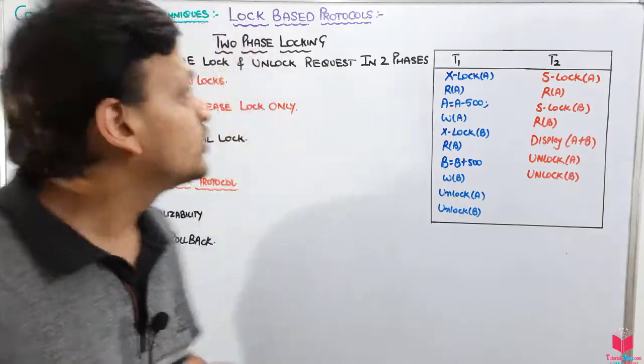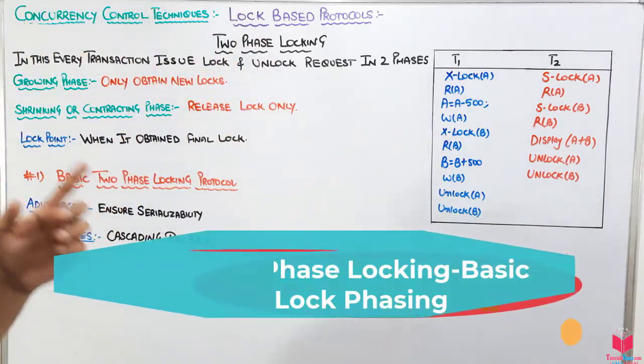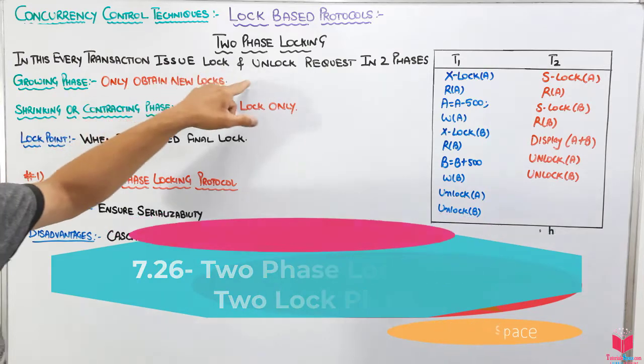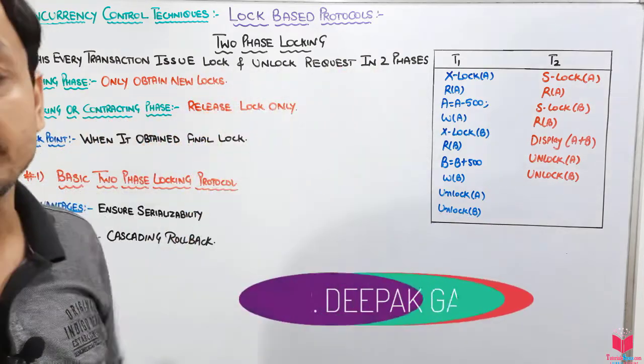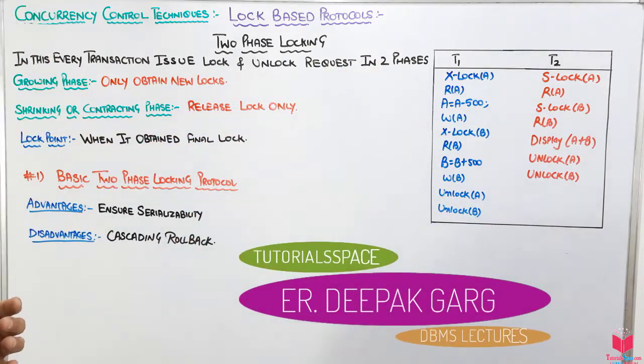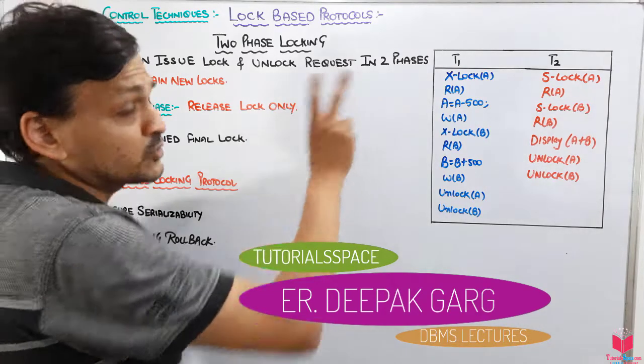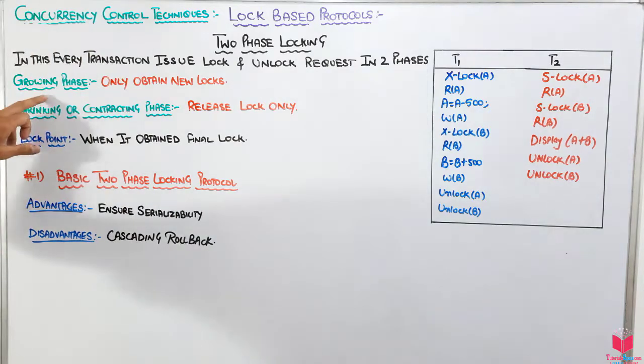Hello everyone, today we will discuss the second type of lock-based protocol, which is two-phase locking. In this, every transaction issues lock and unlock requests in two phases. That means if a transaction wants to issue locks and unlocks, it has to go through two phases, and the first phase is the growing phase.